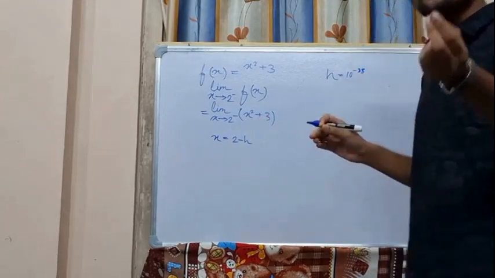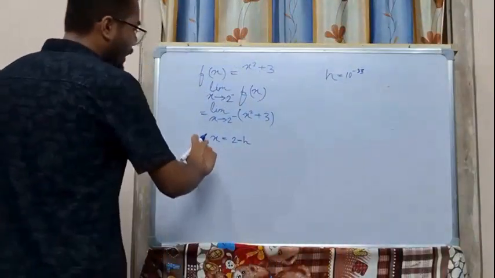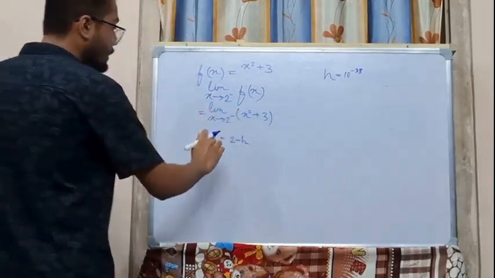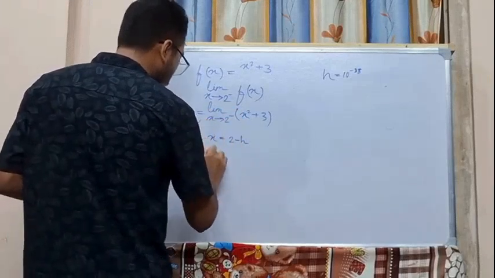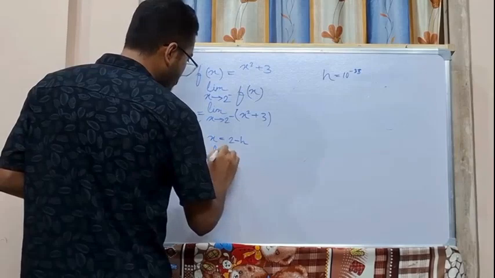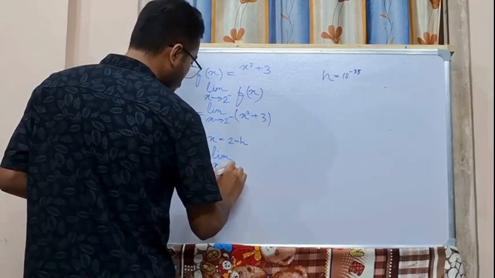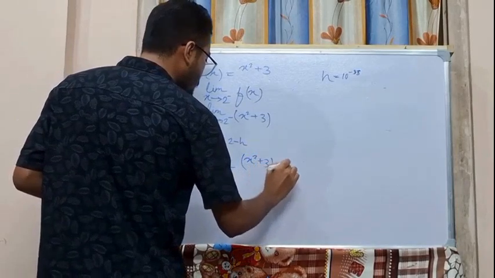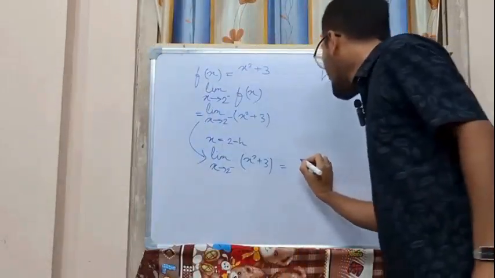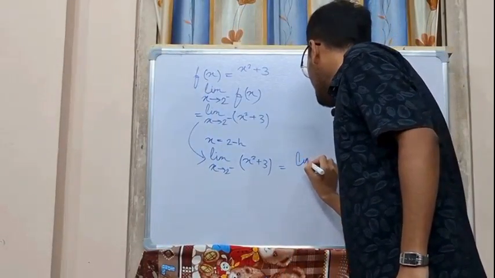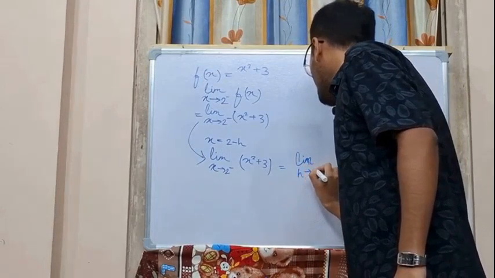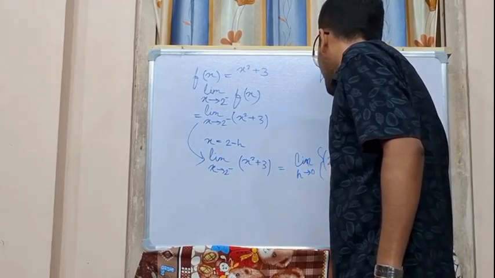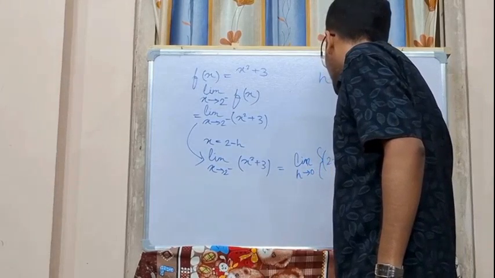It may be anything very small. Okay, x is equal to 2 minus h. Now we put the value of x as 2 minus h. So that will become limit x tends to 2 minus, x square plus 3, will be limit h tends to 0, (2 minus h) square plus 3.